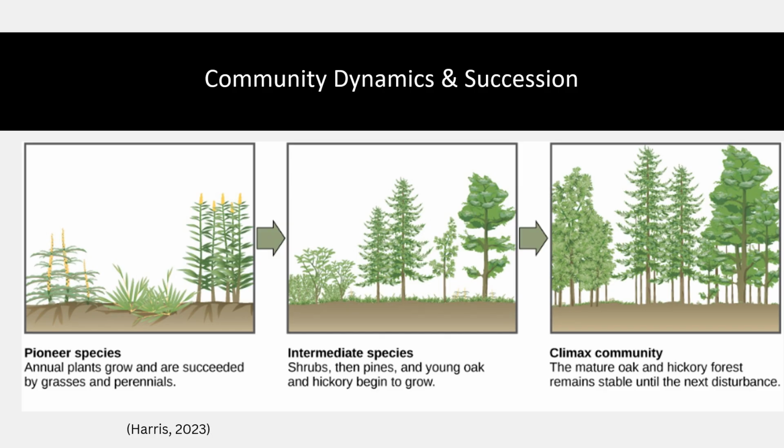These are usually shrubs or smaller trees. Sometimes they can be trees that will grow into larger trees, but they're going to be very young. And eventually they'll develop into what's called a climax community of mature trees that are pretty stable, and they're going to remain stable until the next disturbance.